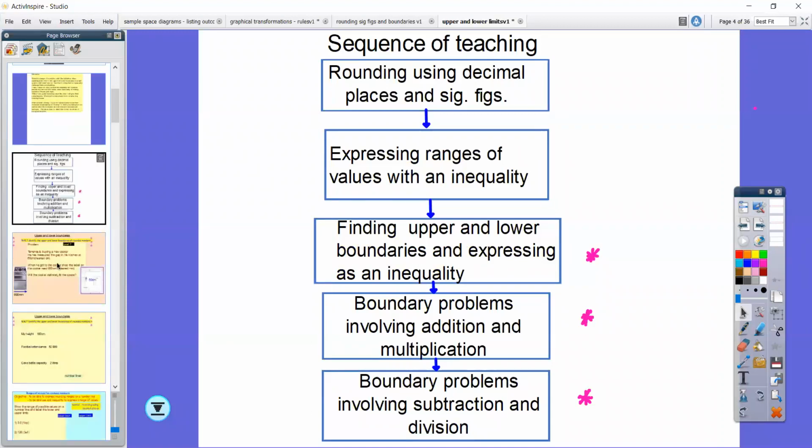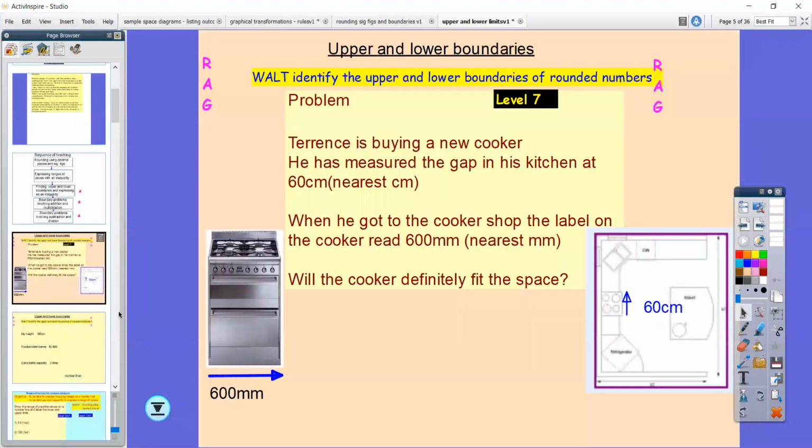So when I introduce bounds, even at the start, I come up with a problem, and this happens quite often. I'll give a problem, perhaps we'll return to it later on in that lesson or maybe another lesson. Okay, so this is the problem here. I try to use something as realistic as possible, even though they won't necessarily be doing this themselves, but at least they get an idea of how this can cause problems. Will this cooker definitely fit the space?